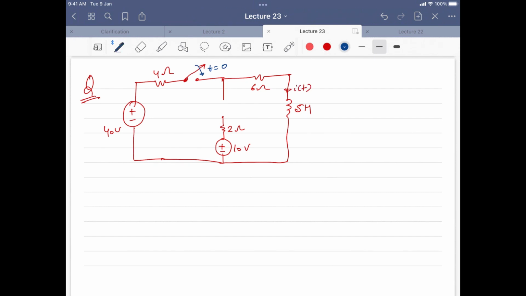and then again we have a switch like this, and this switch will close at time t equal to 4. So in this particular scenario, you have to calculate the current IT for time t greater than or equal to 0. So you have to get the expression for IT for time t greater than 0.